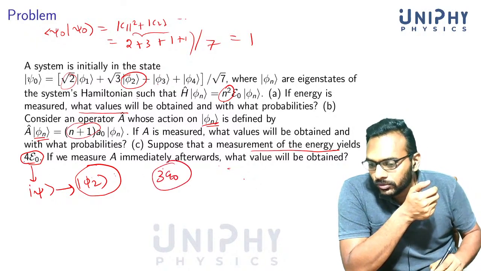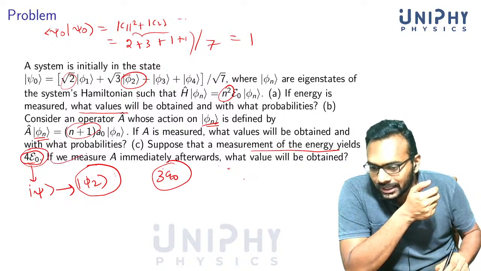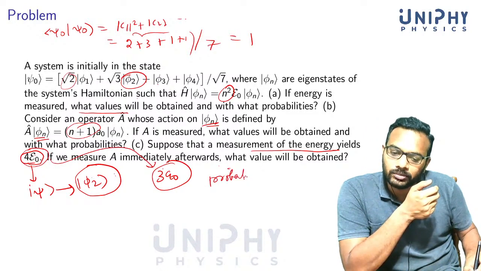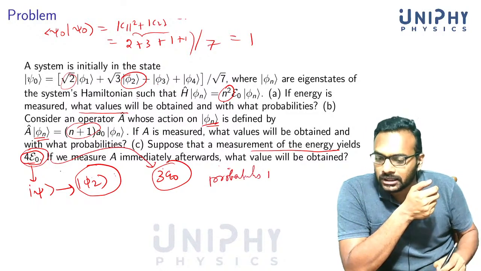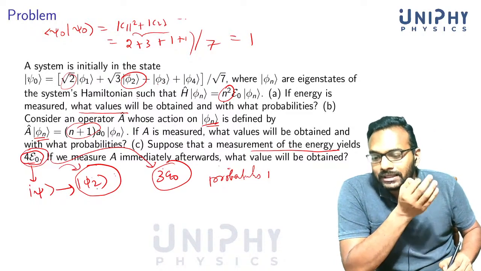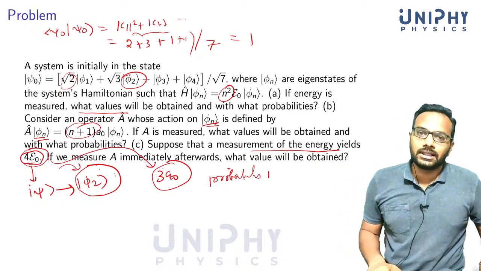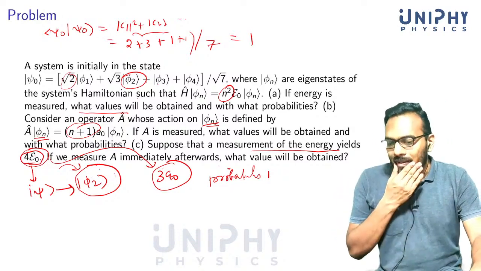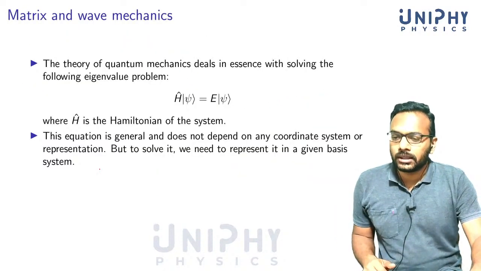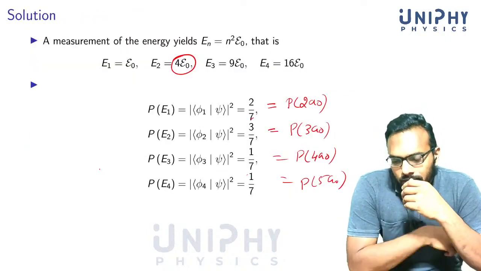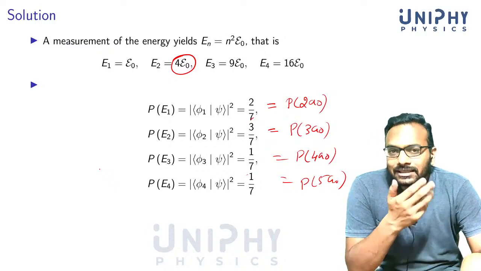So if you make a measurement of energy and you get epsilon 0 and then you measure A, you will get 3A0 with probability 1. With probability 1, because after the measurement of energy, the system is now in the state phi 2, which is an eigenvector of the operator A. So the probability will be 1. All right.